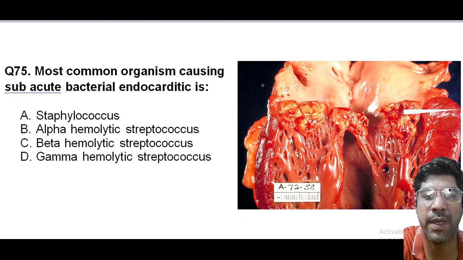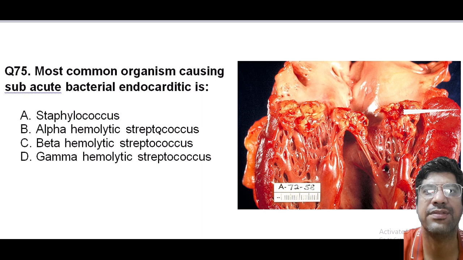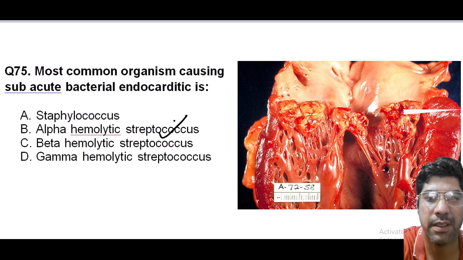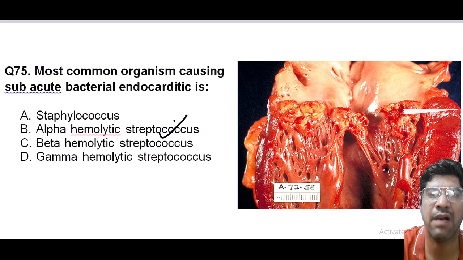The most common bacteria that causes subacute bacterial endocarditis is the alpha hemolytic streptococci. So subacute bacterial endocarditis is commonly caused by viridans group streptococci, which are the alpha hemolytic streptococci.